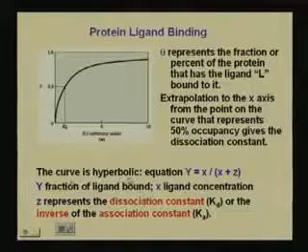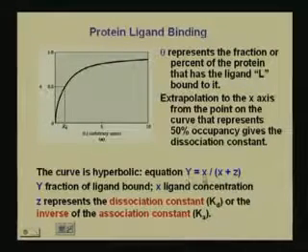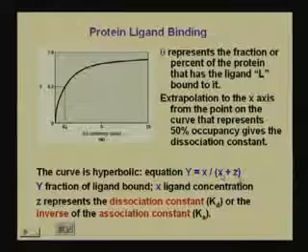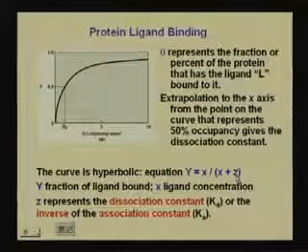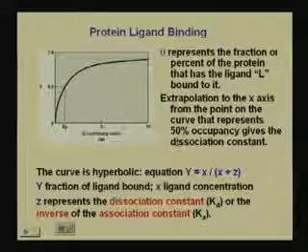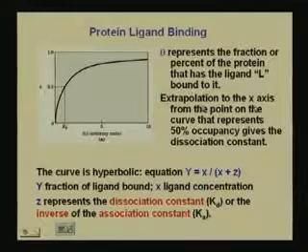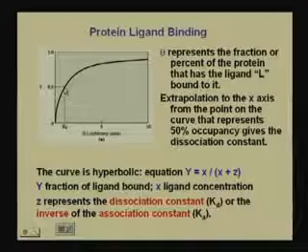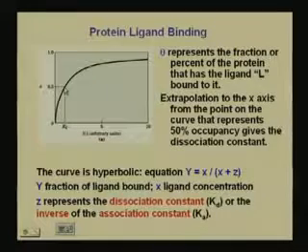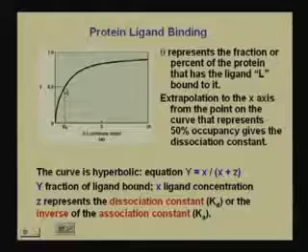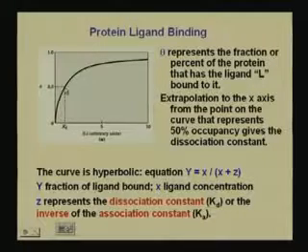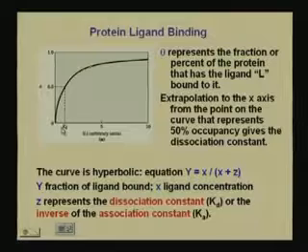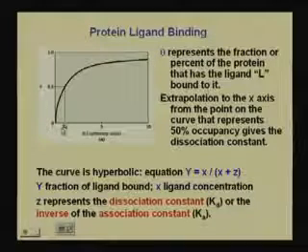Why? Because we have a hyperbolic equation corresponding to y is equal to x by x plus z, where x is our ligand concentration and z is the dissociation constant. So, what are we saying? We have extrapolation to the x-axis from the point on this hyperbolic curve that corresponds to a fractional occupancy of 0.5 or 50% saturation, means that whatever we have corresponding on the x-axis is the dissociation constant.